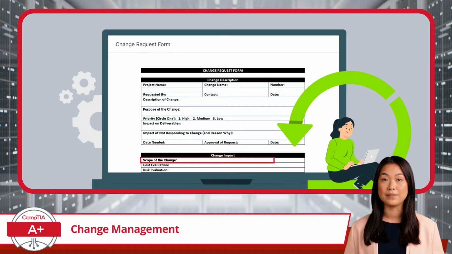Together, the purpose and scope form the foundation of a well-structured change request, paving the way for thoughtful planning and execution.